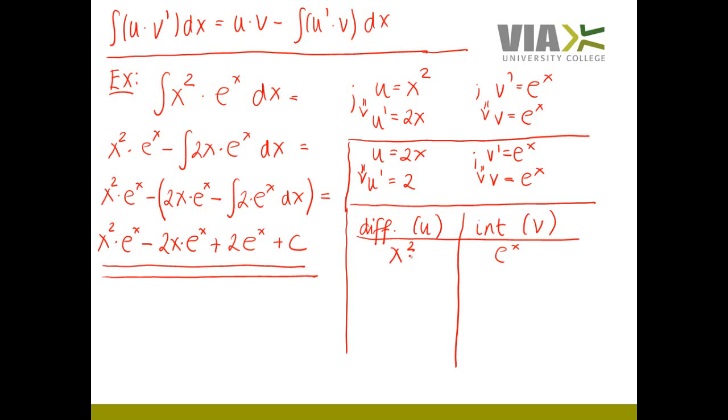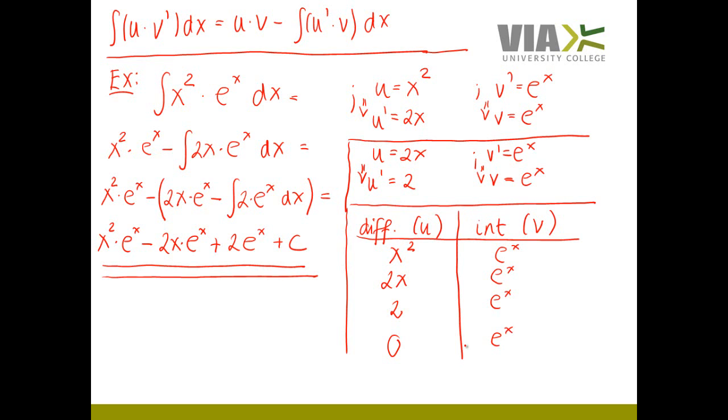And then what I do is that I will differentiate the function here until I reach 0. So the first time I differentiate, I get 2x. 2x differentiated is 2. 2 differentiated is 0. So that took me 1, 2, 3, 4 spots to do that. The same number of times I integrate what I have over here, and that's quite easy because e to the power of x integrated is just the function itself.